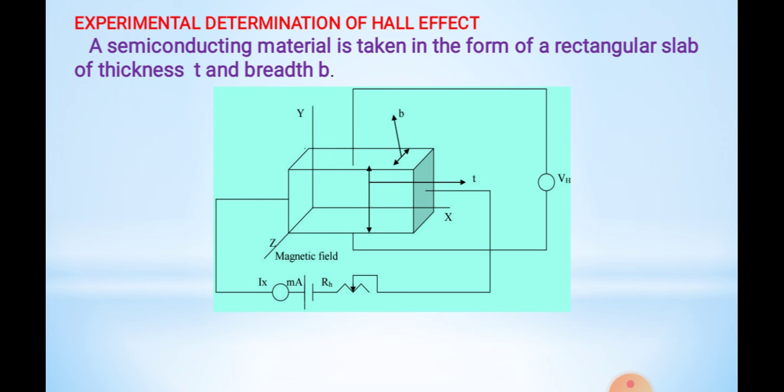Then by using this Hall voltage VH and the current value Ix, we can find the Hall coefficient by using the formula RH equal to VH b divided by Ix into B. Here VH can be measured by using the voltmeter, the breadth of the specimen can be measured by using a scale, Ix is the current that can be measured by using the milliammeter, and the magnetic field you are applying is also known. So by using this formula we can find the Hall coefficient experimentally.